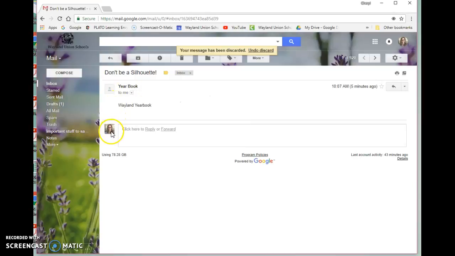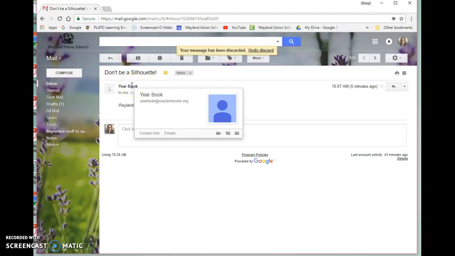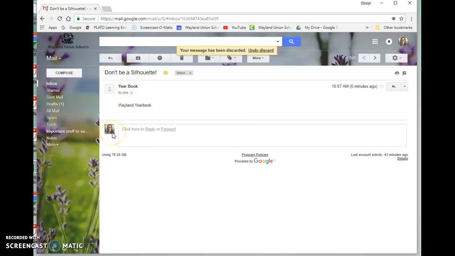Notice down here, this is from the yearbook that I manage in the high school. It's a silhouette, but right here you'll see I have my image uploaded on my account. So when people get an email from me, right away they should identify, or if they don't know me, they can recognize me when they see me.